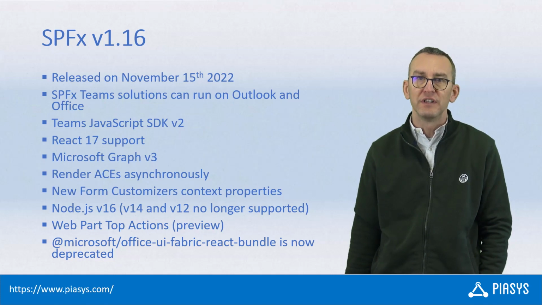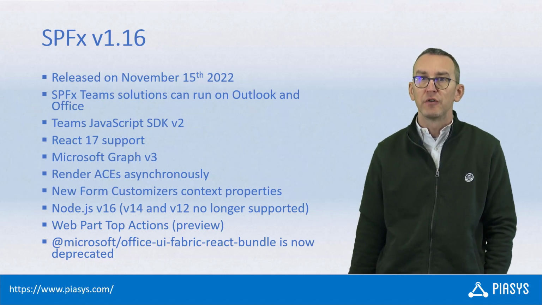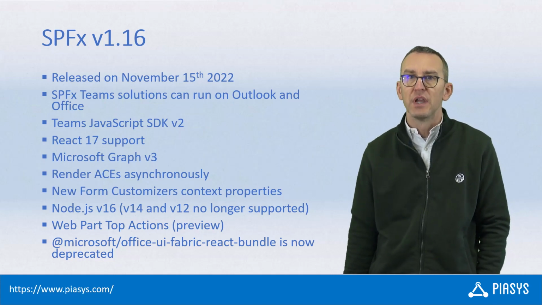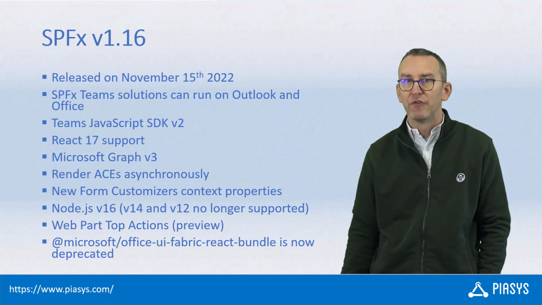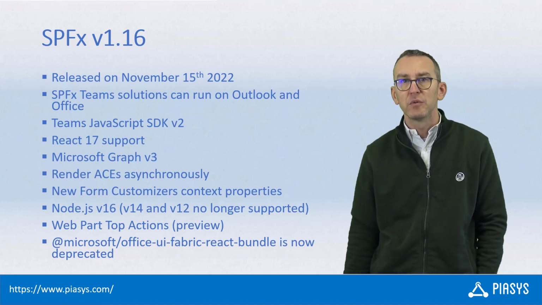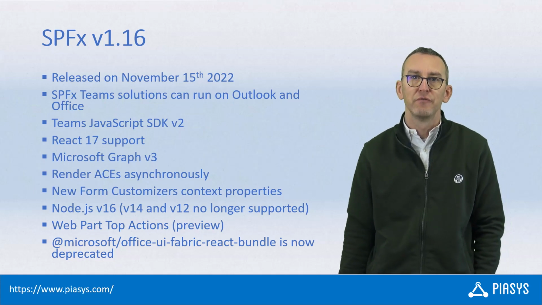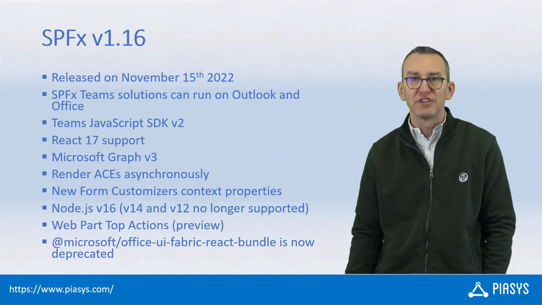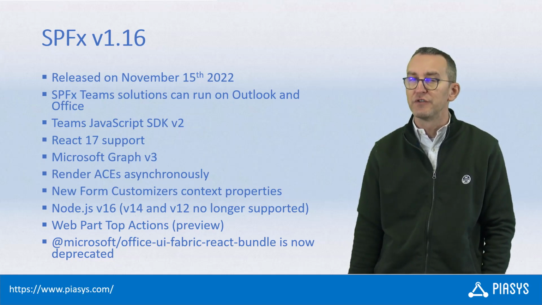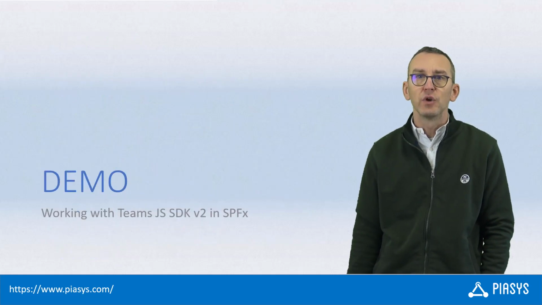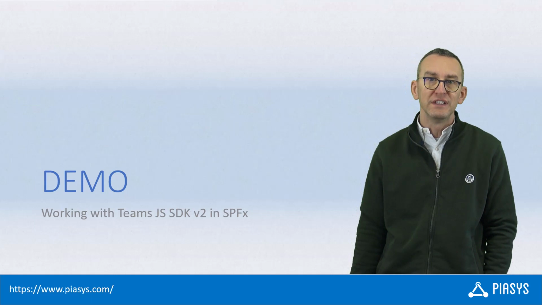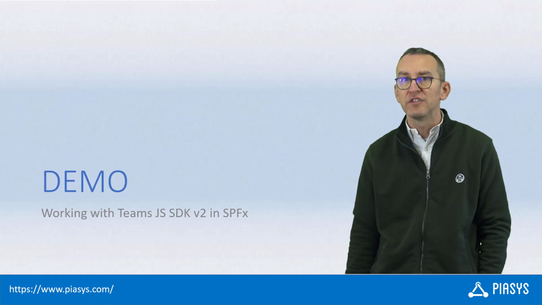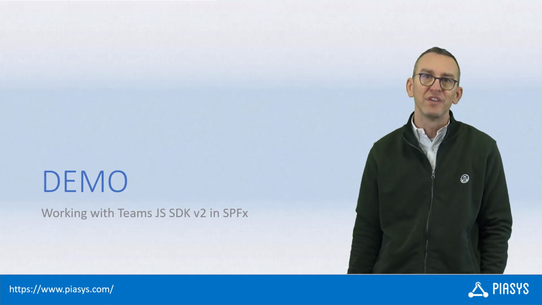We have support for the Teams JavaScript SDK version 2, as well as for React 17 and for Node.js version 16. We also have support for Microsoft Graph version 3, as well as the capability to render adaptive card extensions in Microsoft Viva Connections asynchronously, as well as many more small features and capabilities introduced with this new version of SharePoint Framework. So today let's start talking about the new support for the Teams JavaScript SDK version 2, and then in the upcoming episodes we will dig into some other functionalities introduced with SharePoint Framework 1.16.